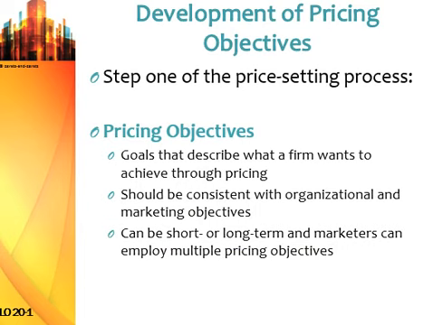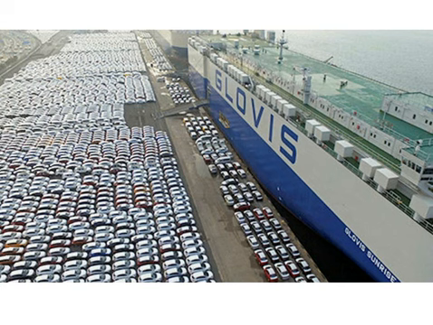Step 1 of the price setting process, pricing objectives. Goals that describe what a firm wants to achieve through pricing. Should be consistent with organizational and marketing objectives, can be short or long term, and marketers can employ multiple pricing objectives. For example, Korean companies are known for strong focus on market share in world markets. So when they choose to enter a new market, their pricing emphasizes value.